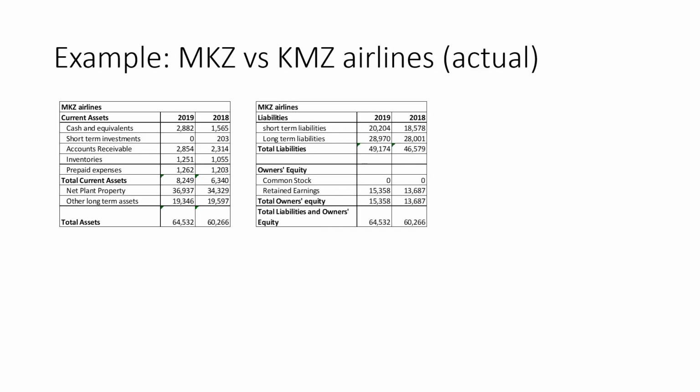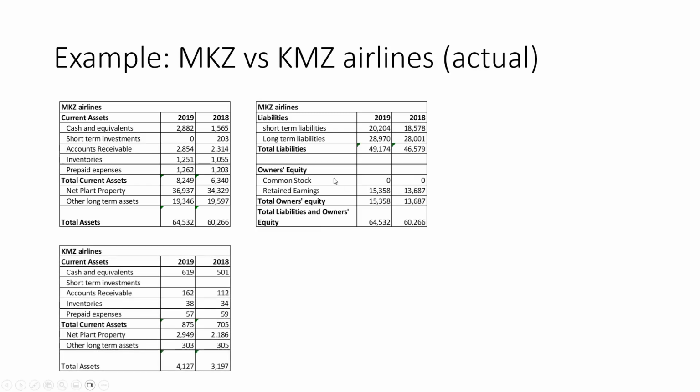MKZ Airlines also has a larger size of total liabilities and owner's equity. Look at common stock. The company seems to have bought back everything worth its common stock, and everything here in owner's equity is retained earnings. So $15,358 of retained earnings.